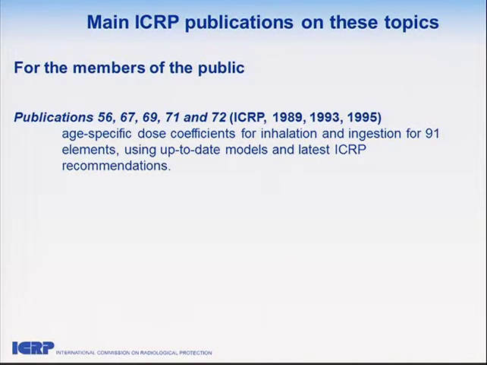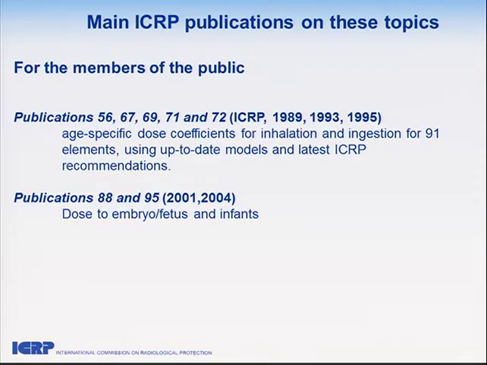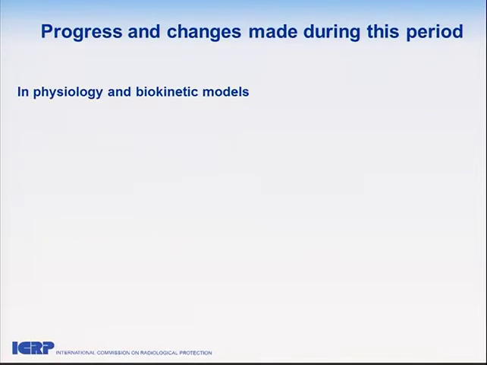The ICRP has done exactly the same thing for members of the public, especially after the Chernobyl accident, where it became obvious that we also needed this coefficient for children. So we have the publication 56 series, which gives the same coefficients for members of the public. And then publications 88 and 95 for the dose to the embryo, fetus, and dose to the infant. The problem, well, I should not say the problem.